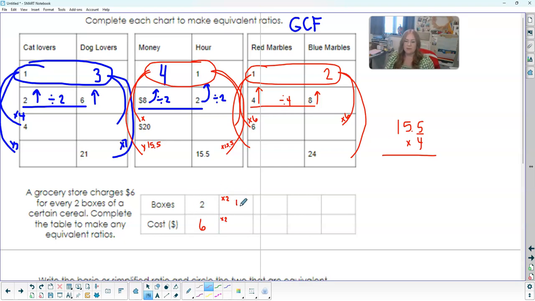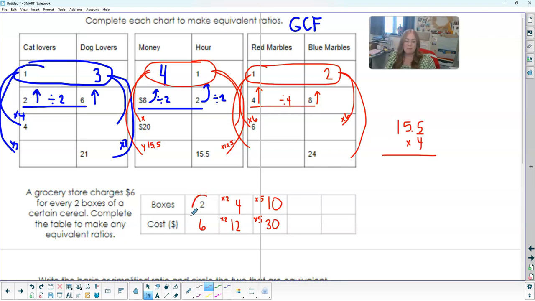2 times 2 is 4. 2 times 6 is 12. So you can pick any number you want to multiply by. It just has to be the same one for the numerator and the denominator, or the top and the bottom. So I'm going to say 5 here. 2 times 5 is 10. 6 times 5 is, not 60, is 30.